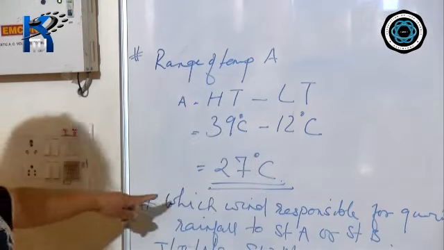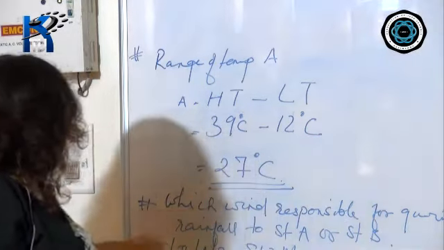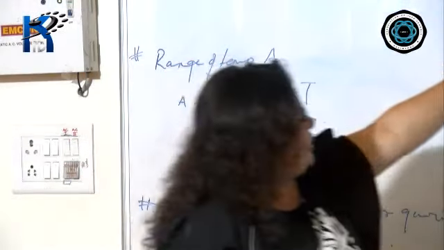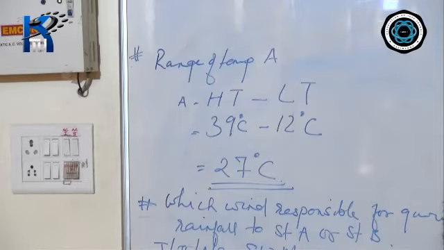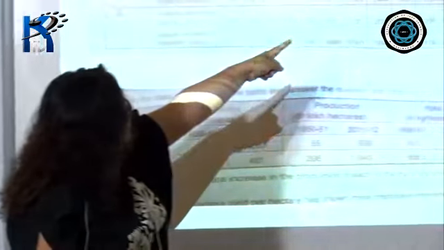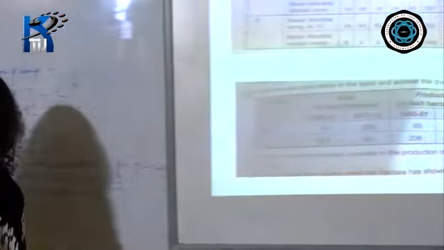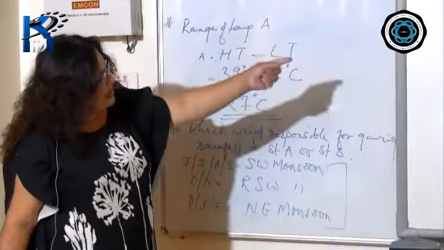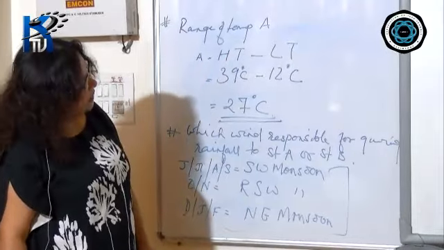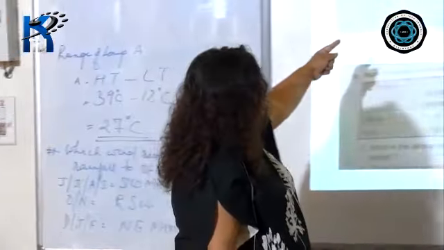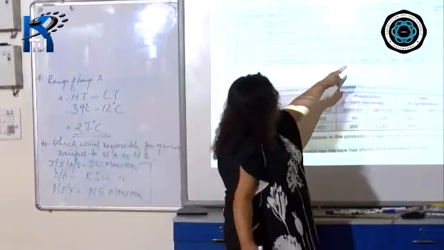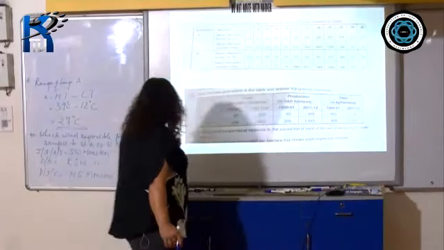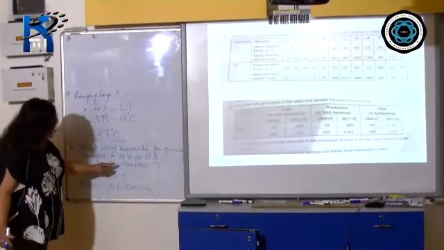And if a question comes, which wind is responsible for giving rainfall to station A or station B? You just see the rainfall. The rainfall in station A is more in June, July, August and September. So June, July, August and September, it is the southwest monsoon wind. So station A is getting rainfall from the southwest monsoon wind. Now if you look at station B, it is also getting high rainfall in the months of June, July, August and September, which also means it is the southwest monsoon wind.